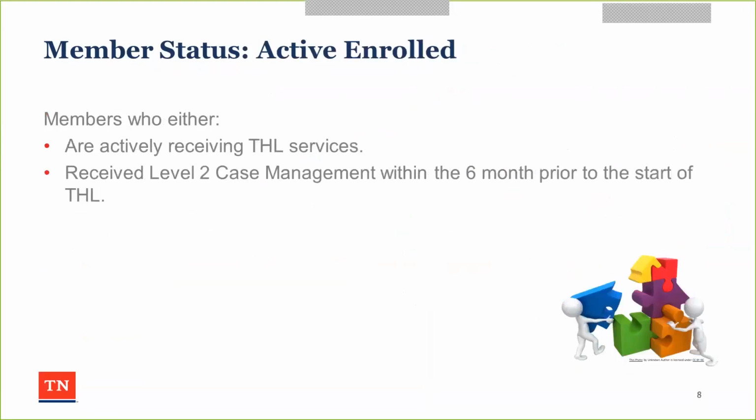On the next slide, another member status is active enrolled, and just as I mentioned, these are members who are actively receiving THL services or had received level 2 case management within the 6 months prior to the start of THL. So those members would have reflected as active. These are members that you are actively seeing, and they will remain in that status as long as they're in the THL program until another status changes.